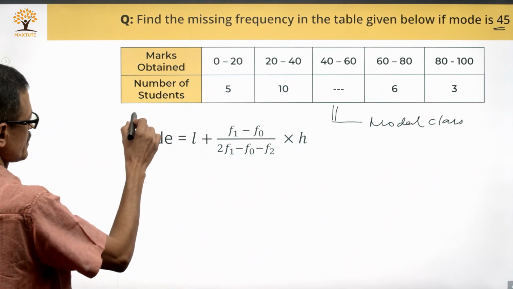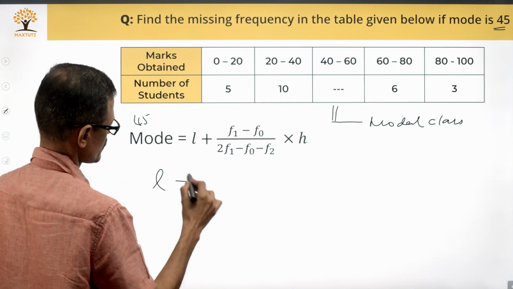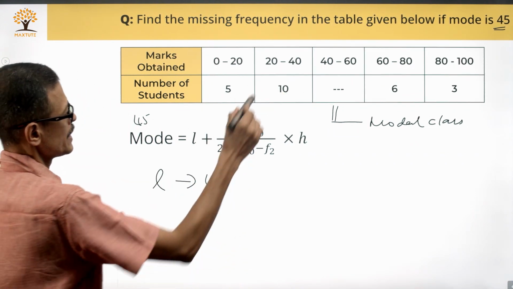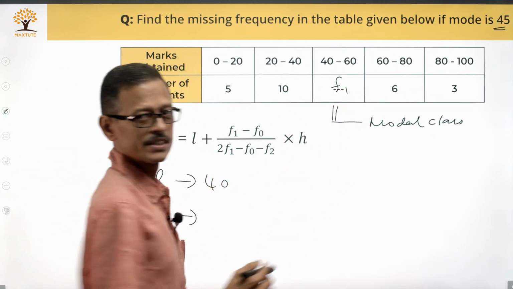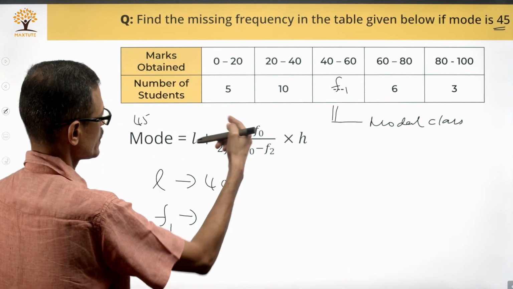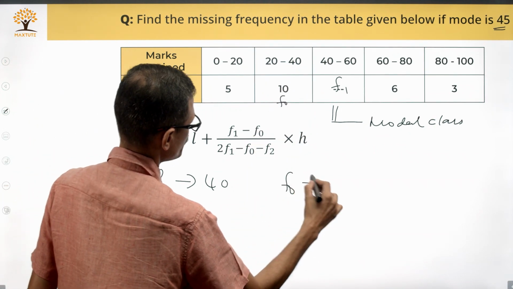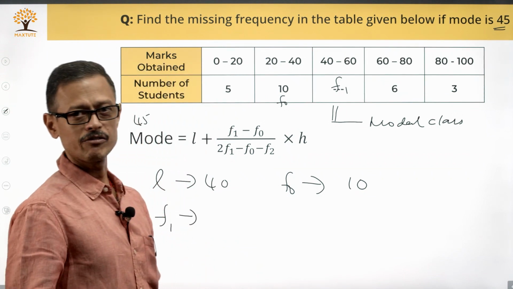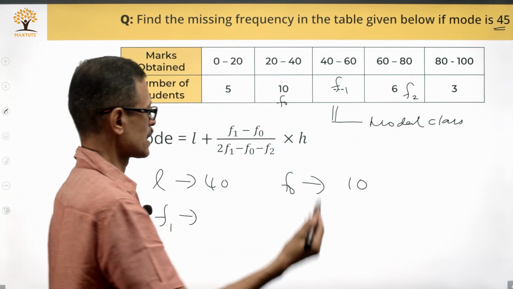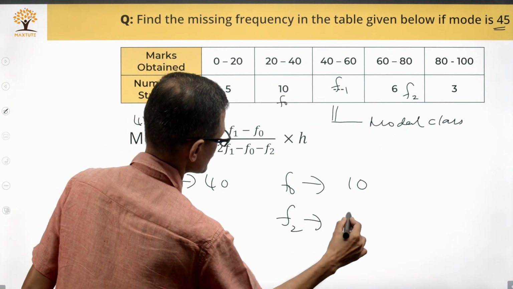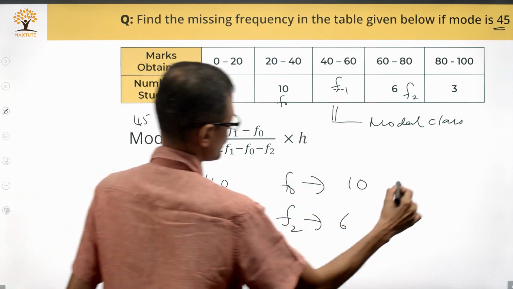Mode, we know the number, that is equal to 45. What is L? L is the lower limit of the modal class, which is equal to 40. F1 is the frequency of the modal class, which is what we do not know, which is what we are trying to find out. What is F0? F0 is the frequency of the class before the modal class, which is equal to 10 for us. What is F2? F2 is the frequency of the class after the modal class, which in this particular question is equal to 6. And H is the height of the modal class, which is equal to 20.